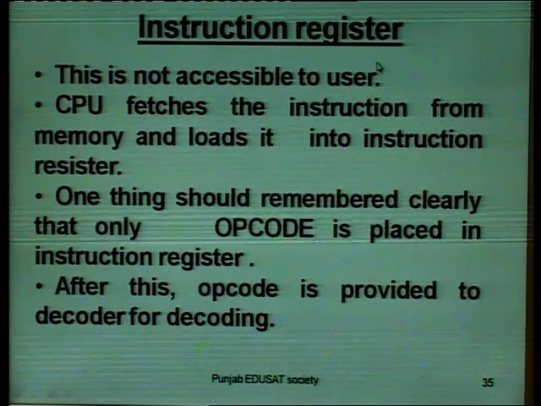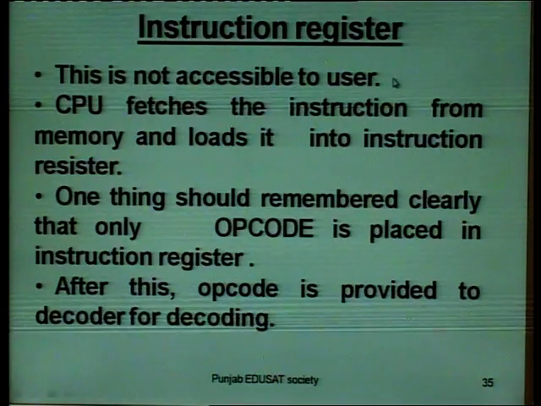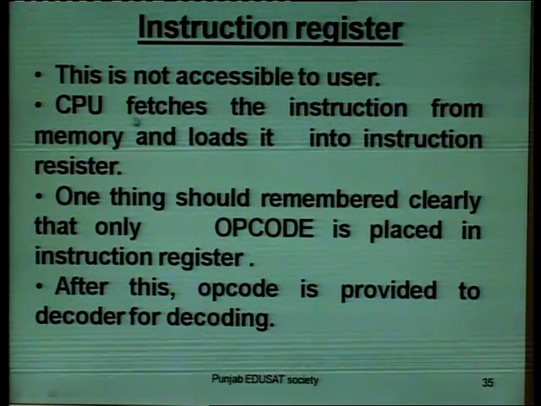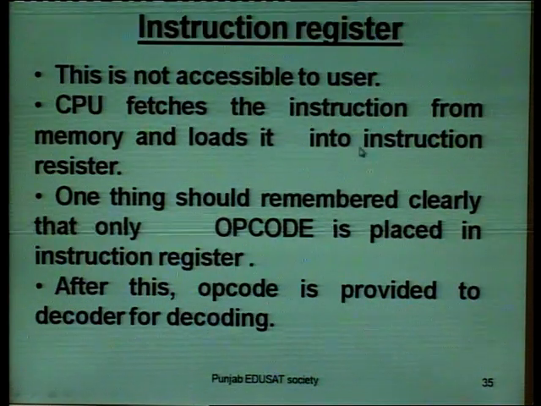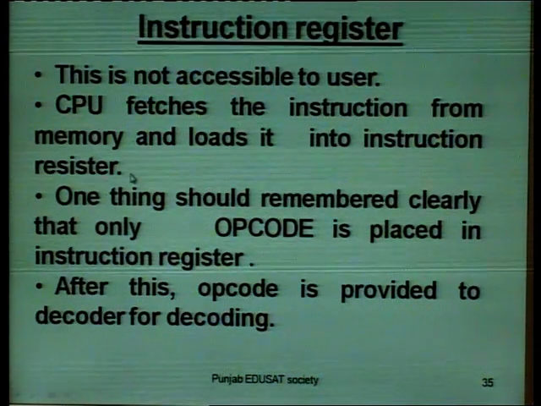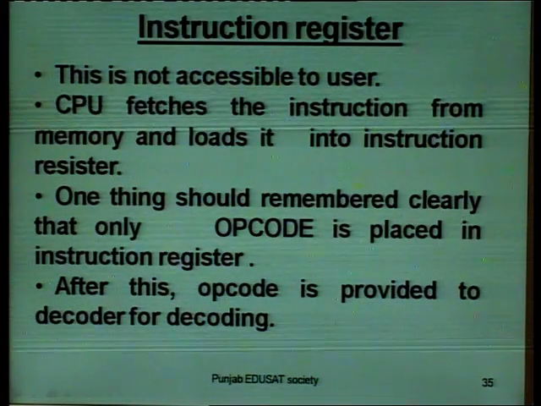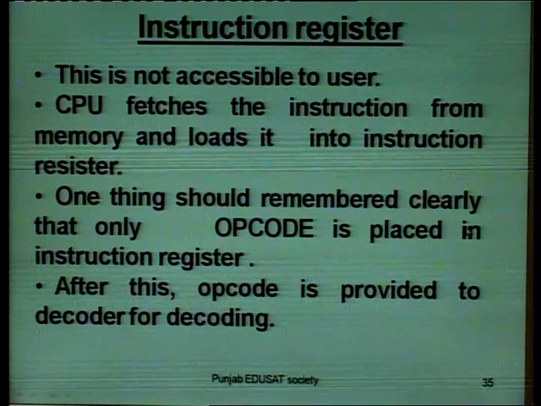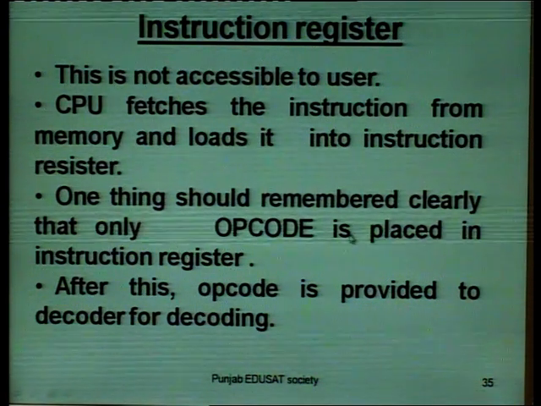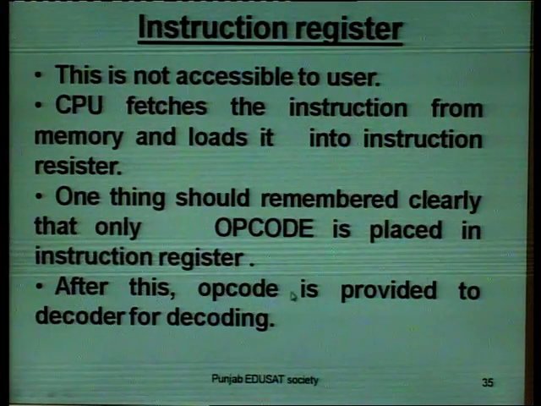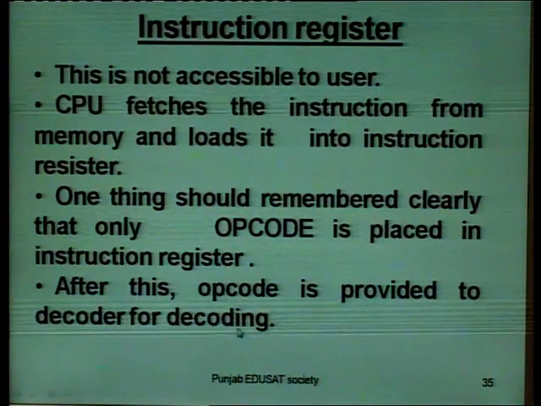Then instruction register. This is not accessible to user. CPU fetches the instruction from memory and loads it into instruction register. One thing should be remembered clearly, that only opcode is placed in instruction register. Opcode means operation code. After this, opcode is provided to decoder for decoding.